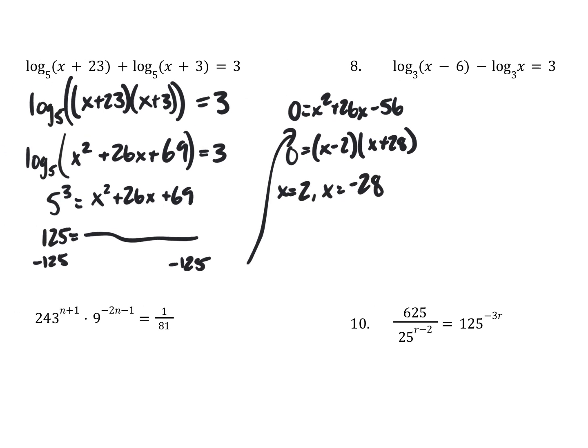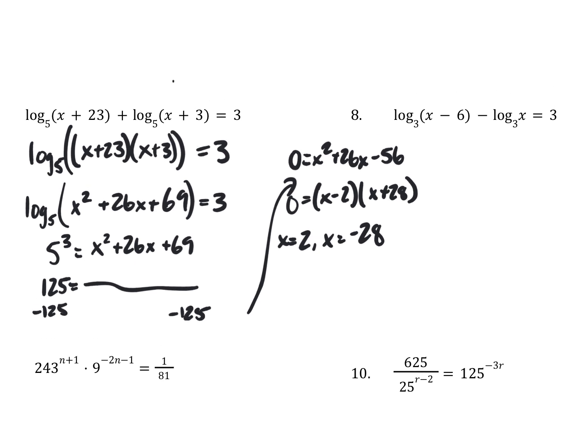Negative 28 is going to be extraneous because if I put it here and here, I'm going to get a negative number inside the log, and we know the domain of logs is positive. So that's not going to work. The 2 should work, so I'm going to exclude this one and circle this one.